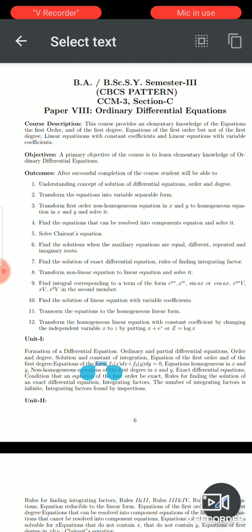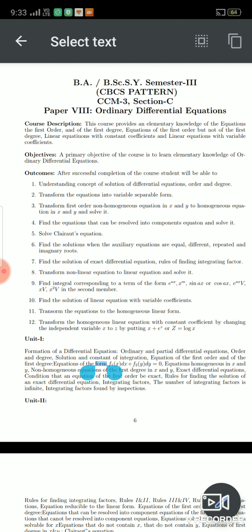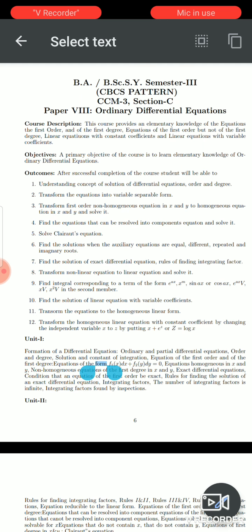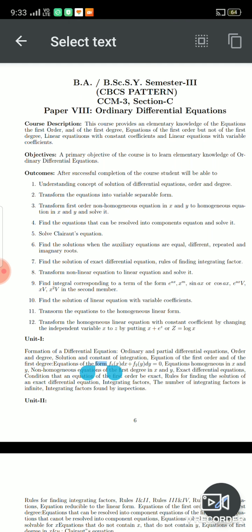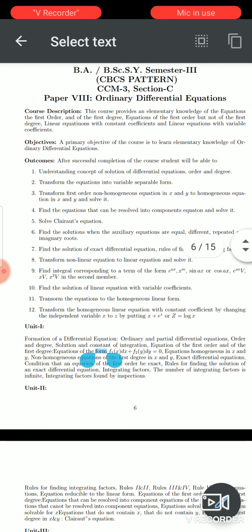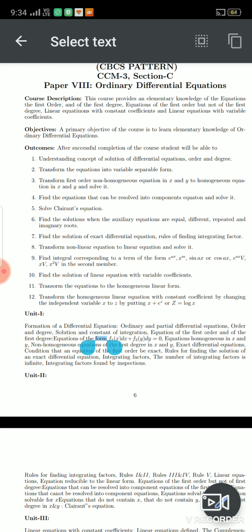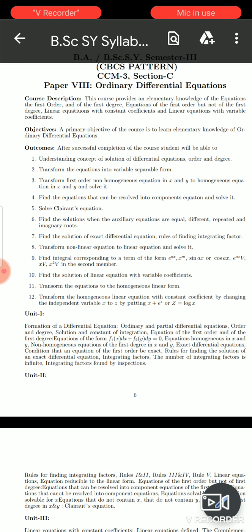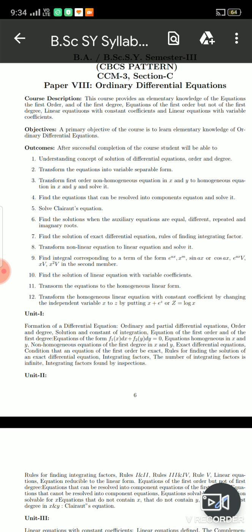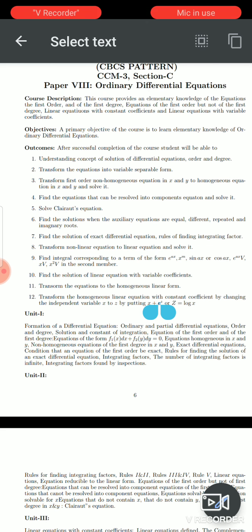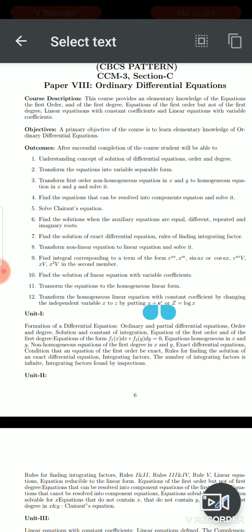Dear students, in this lecture we will discuss a new paper. Paper number is 8 and paper name is Ordinary Differential Equations. This is a BSc second year, third semester paper. Students, the primary objective of this course is to learn elementary knowledge of ordinary differential equations.